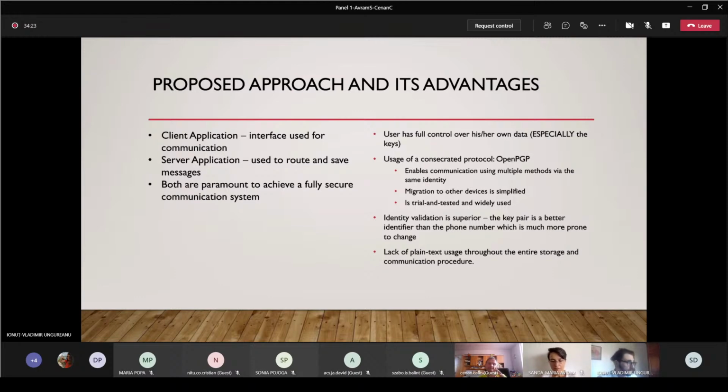We provide advantage from identity validation point of view. A key pair identifies a user much better than a phone number. We have all changed phone numbers. It's rarely we need to change the public and the private keys used in a crypto system. Naturally, the most basic requirement, lack of plain text usage.